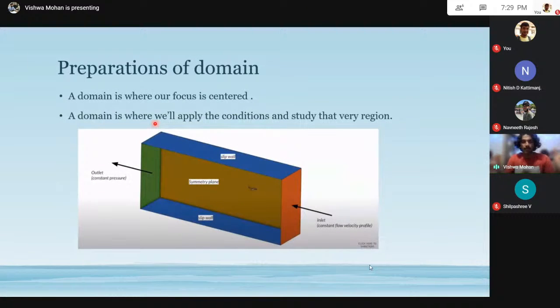Then you prepare a domain. So what is a domain? When the computation is going on, you can't compute the entire world. You need to confine your focus to a set of points where you'll be looking at the flow and the variation of pressure, all the dependent variables which are involved. So that's called the preparation of the domain. First the CAD model, then the preparation of the domain.